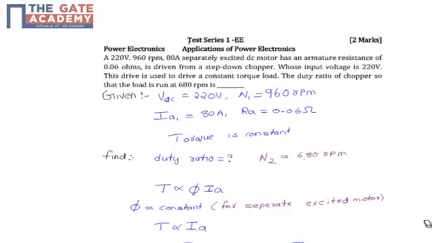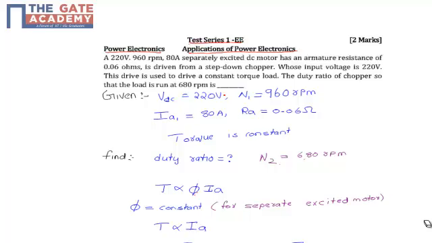Hello students, this question is taken from test series 1 EE, from the subject Power Electronics, from the topic applications of power electronics. A 220 volts, 960 rpm, 80 amps separately excited DC motor has an armature resistance of 0.06 ohm, which is nothing but a separately excited DC motor having the voltage 220 volts at speed 960 rpm, armature current 80 amps and armature resistance of 0.06 ohm.